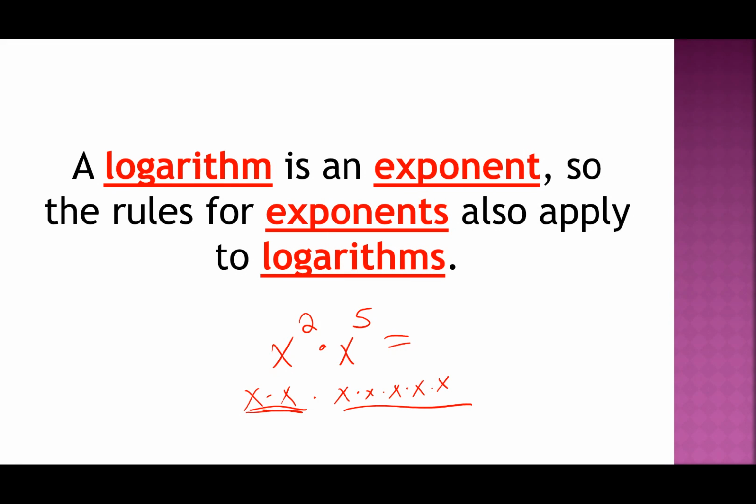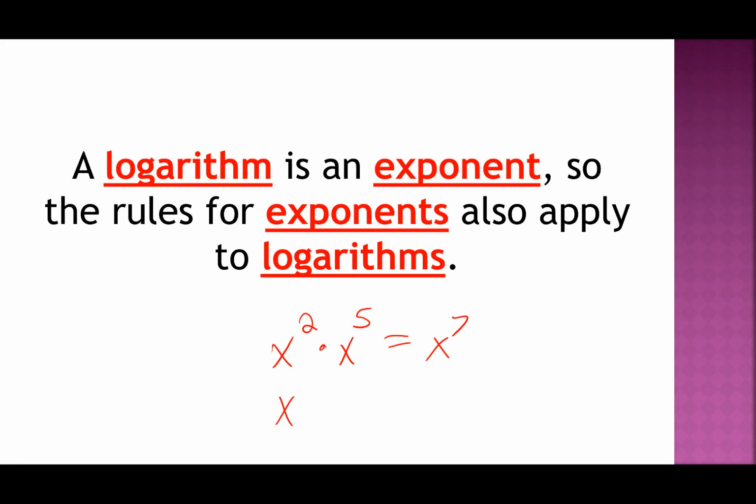So when you take these 2 x's and these 5 x's and you multiply them all together, you actually have 7 x's, right? So the trick here was that you added the exponents. And that property is going to be seen in logarithms as well. The idea of addition and multiplication kind of go together.